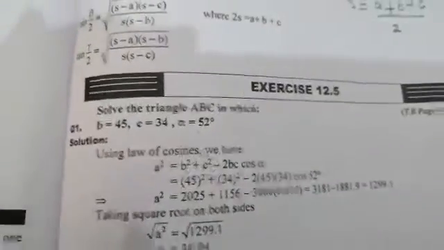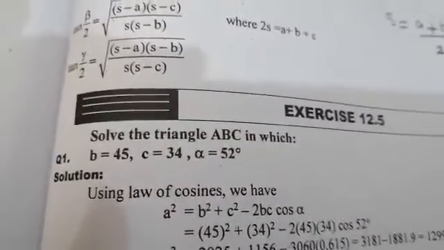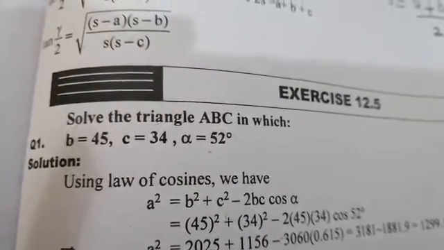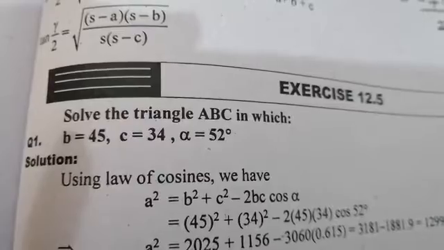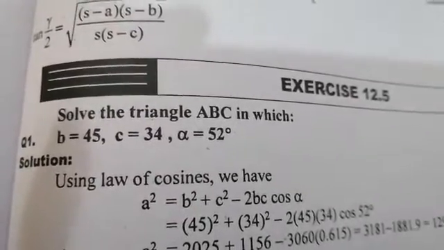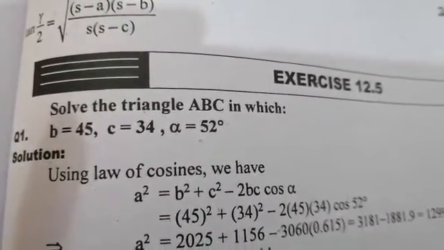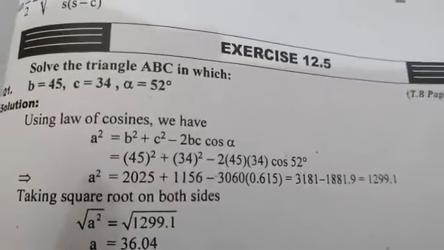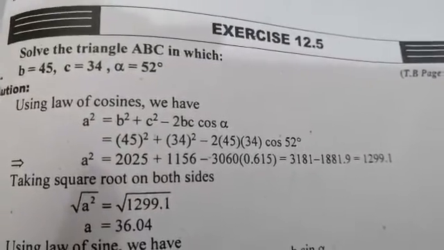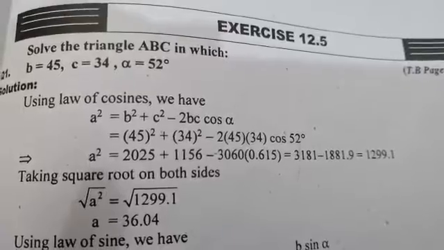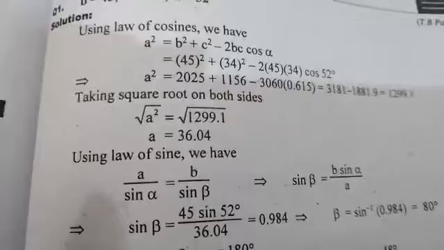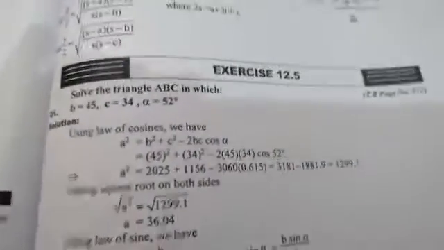Now exercise 12.5, its first question is: solve the triangle ABC in which side b is equal to 45, side c is equal to 34 and alpha is equal to 52 degrees. Using law of cosines, we have a squared is equal to b squared plus c squared minus 2bc into cos alpha. By putting the values of b, c and alpha in this expression, we get side a equal to 36.04.